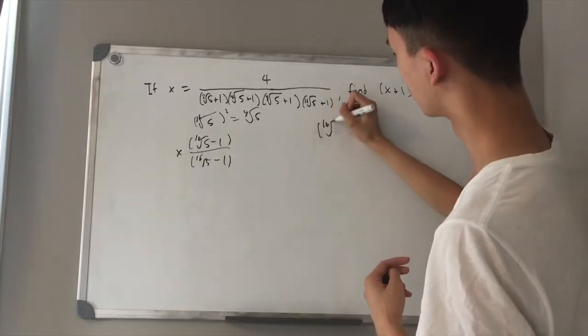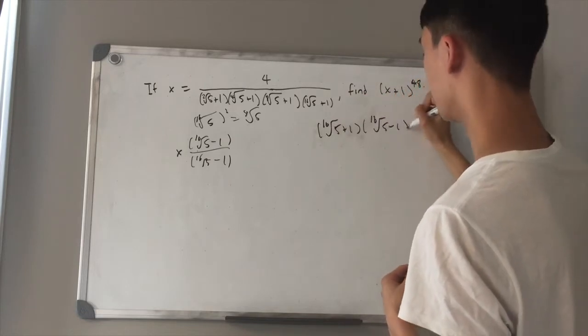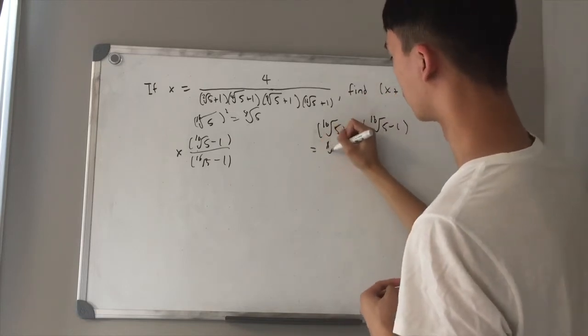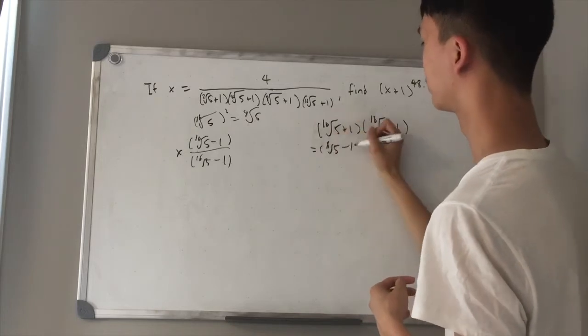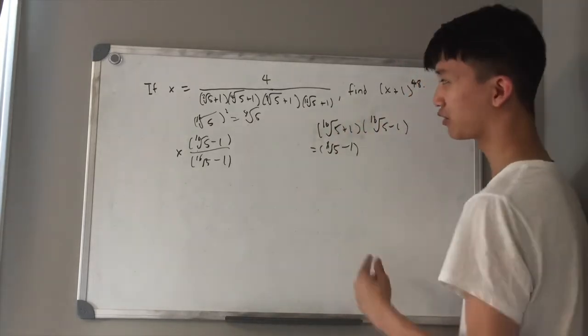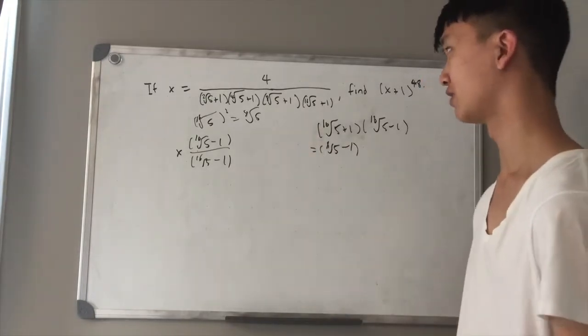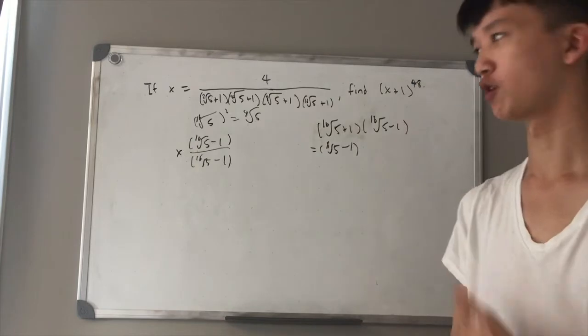The 16th root of 5 plus 1 times the 16th root of 5 minus 1 is equal to the 8th root of 5 minus 1. Now, you might begin to notice something. Well, if we multiply the 8th root of 5 minus 1 by the 8th root of 5 plus 1, then we will get the 4th root of 5 minus 1, and so on and so forth.